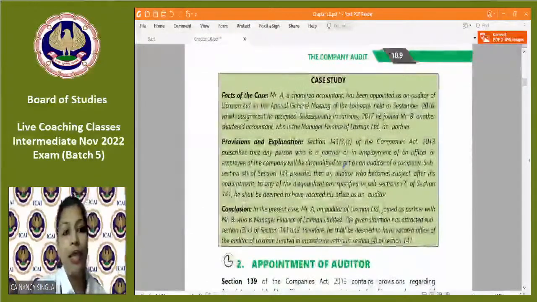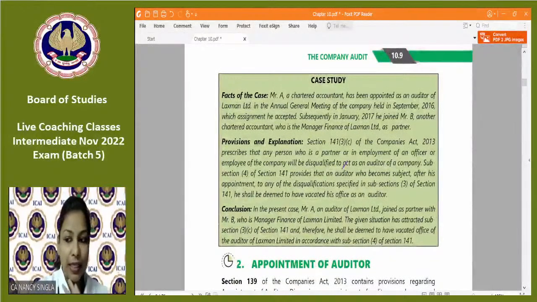ठीक है. This example beautifully explains the entire concept of subsection 4. देखो क्या लिखा हुआ है. Mr.